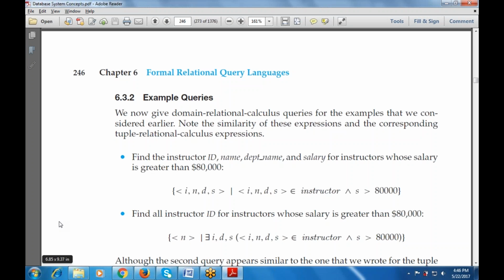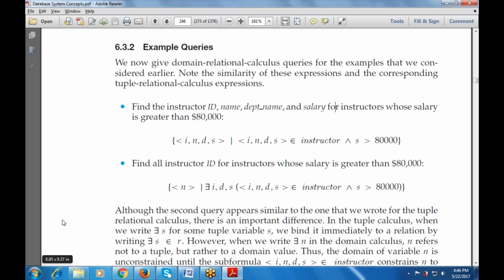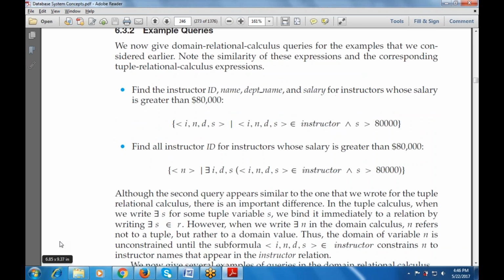That means <i, n, d, s> belongs to instructor and s is greater than 80,000. Next, find the names of all instructors whose salary is greater than 80,000. This is {<n> | there exists i, d, s such that <i, n, d, s> belongs to instructor and s > 80,000}. Although the second query appears similar to the one we wrote for the tuple relational calculus, there is an important difference.